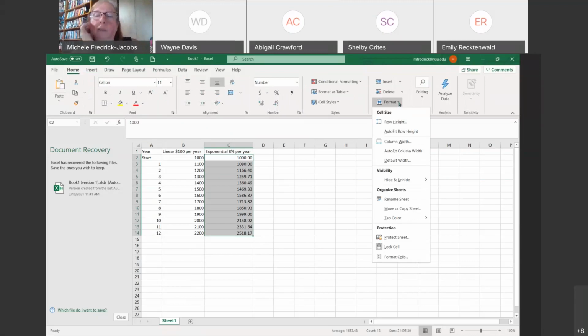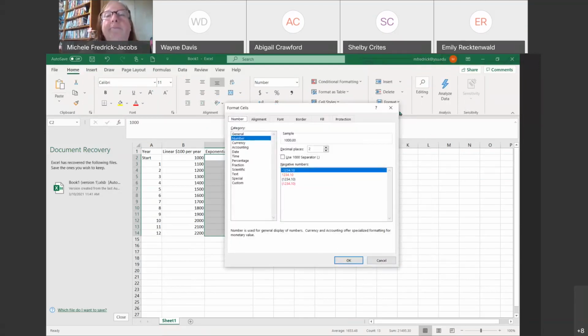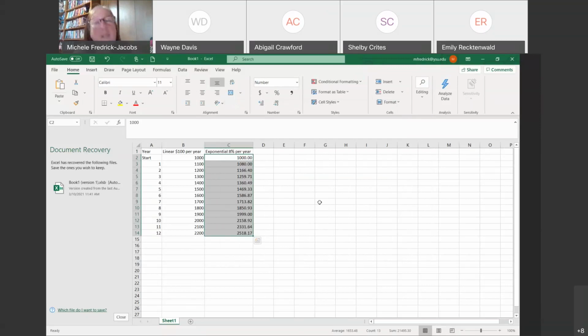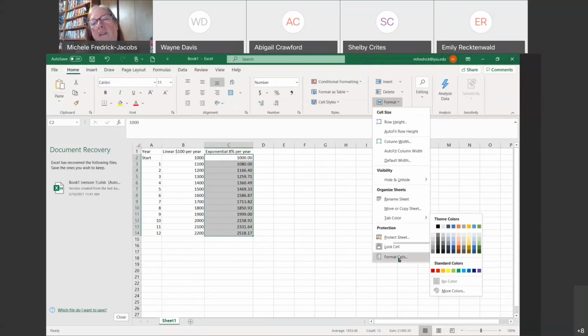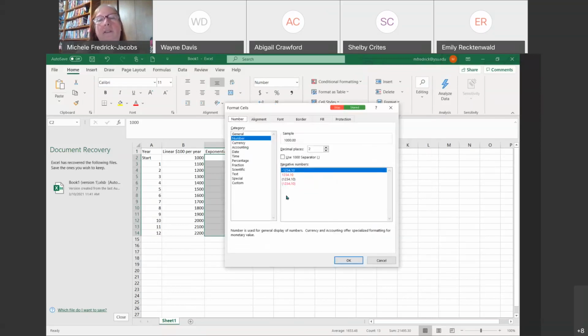Okay, so right here, do you have this insert, delete, format? They have format cells on there also. Yeah, I have that. Then that'll do it. Now the Mac's set up a little bit different, so you have to find ways around certain things. So you want to use this one here. It's under Home and Format. Go down to Format Cells, and then you can do it there.